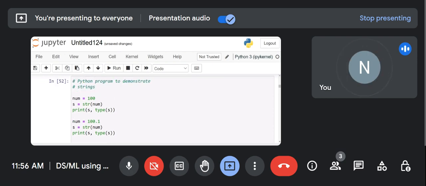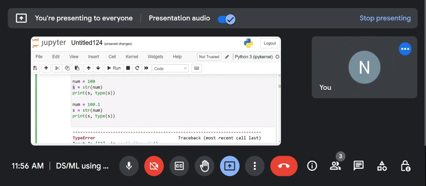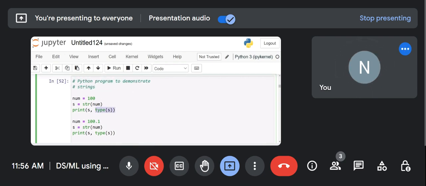Okay. Now let us demonstrate another code. I declared a variable num equal to 100, and I converted it into string and assigned the value to s. So s is now 100, but in string format. I printed s and the type of s. It will give me the answer: s is 100, and the type of s will be string class.